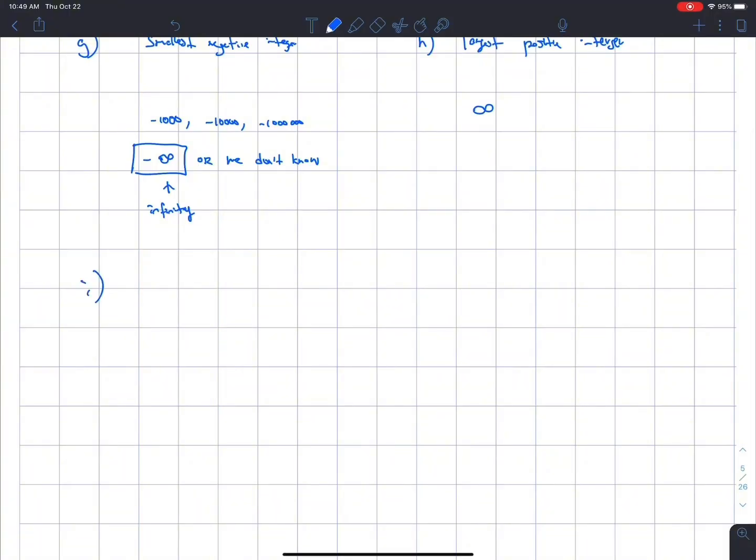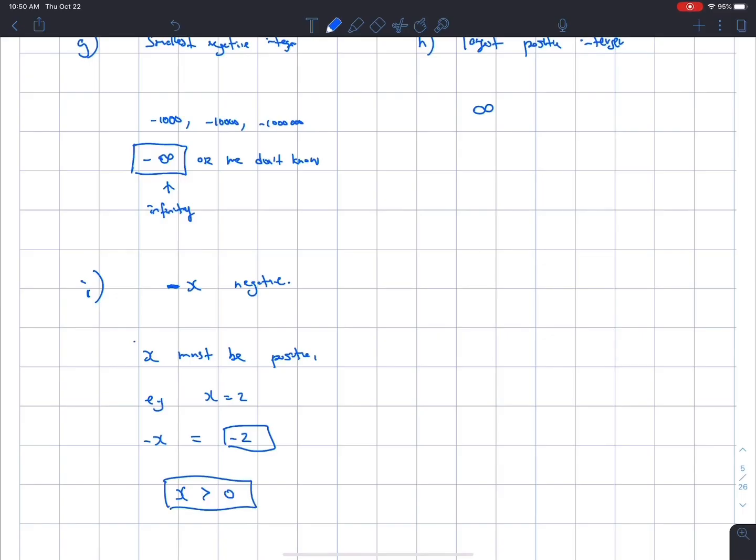And what number x is -x negative? Well, if I want to make -x negative, then x must be positive. For example, if x is like 2, then -x will just be -2. So this will be negative. So I can say x must be bigger than 0 to illustrate that x must be positive.